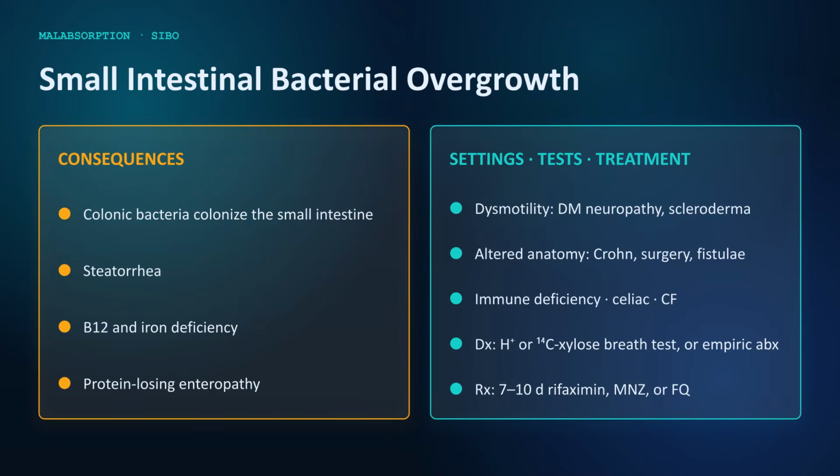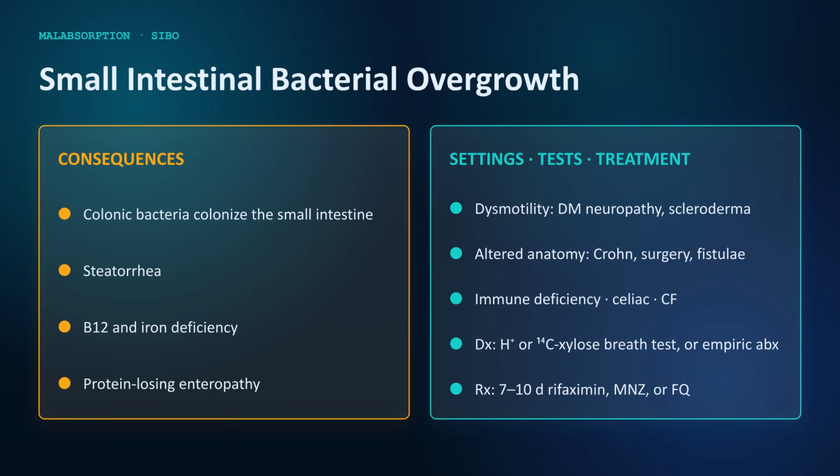Small intestinal bacterial overgrowth means colonic-type bacteria colonize the small intestine. They deconjugate bile acids and consume nutrients, producing steatorrhea, vitamin B12 and iron deficiency, and protein-losing enteropathy. It associates with dysmotility, as in diabetic neuropathy and scleroderma, with altered anatomy, from Crohn's disease, surgery, or fistulae, and with immune deficiency, celiac disease, and cystic fibrosis.